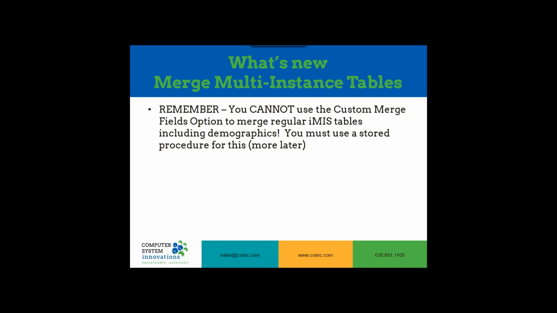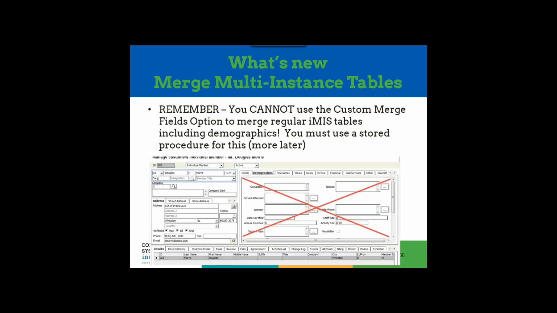What we have not added is the ability to merge fields for regular IMUS tables, including demographics. You have to use our stored procedure methodology, and I'll talk about that in a minute. A single instance table looks like this in your IMUS. It's your regular table. You can still merge it, you just have to do a stored procedure. And the reason we haven't added that yet is that each customer is different. Each customer has different rules. They may or may not want the stuff copied over, and so it's hard to build into the program. But we think we have a pretty good idea, and we're going to ask you about that in a little while.